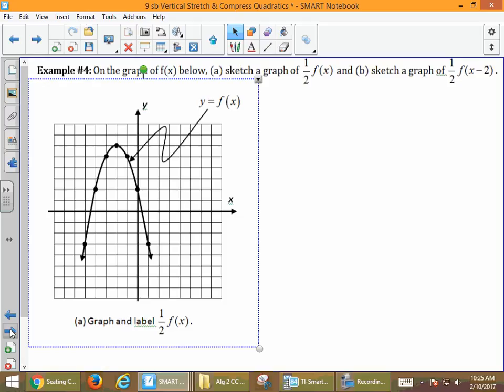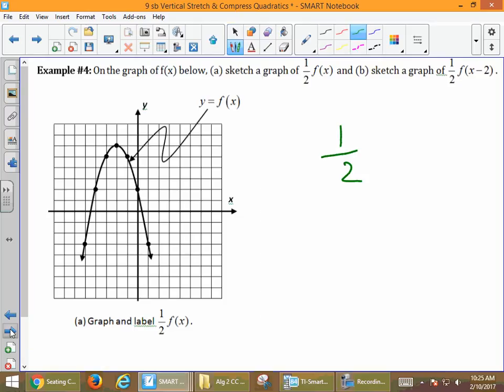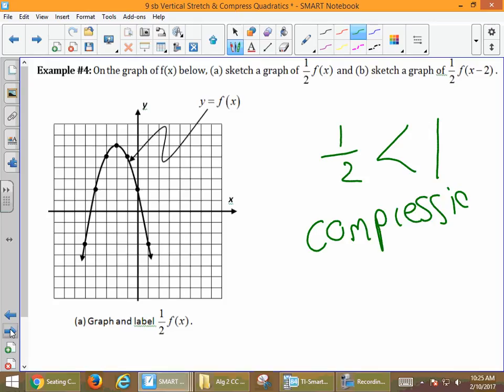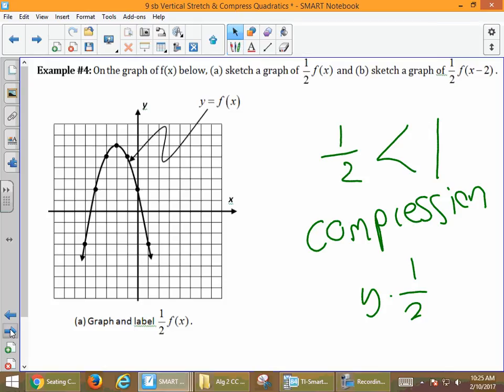If you need help, look at your transformation rules chart. We're going to have a vertical compression, because if we look, the number in front of our function is 1/2, and 1/2 is less than 1, so it's going to be a compression. So we're going to take all of our numbers for our y and multiply them by 1/2. The y values, or the y coordinates, are going to be multiplied by 1/2, and that's going to be your new coordinate.